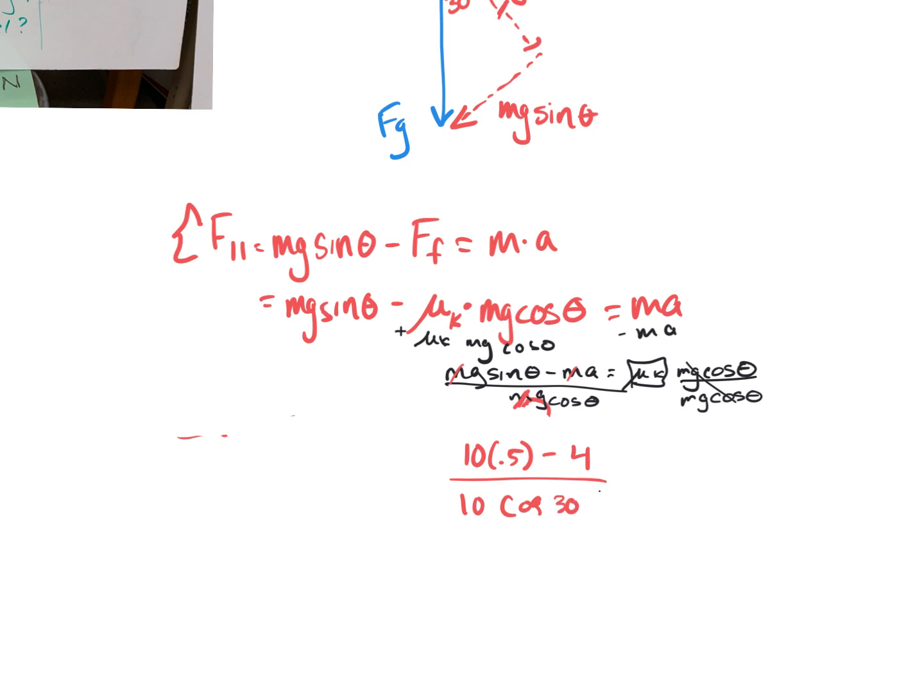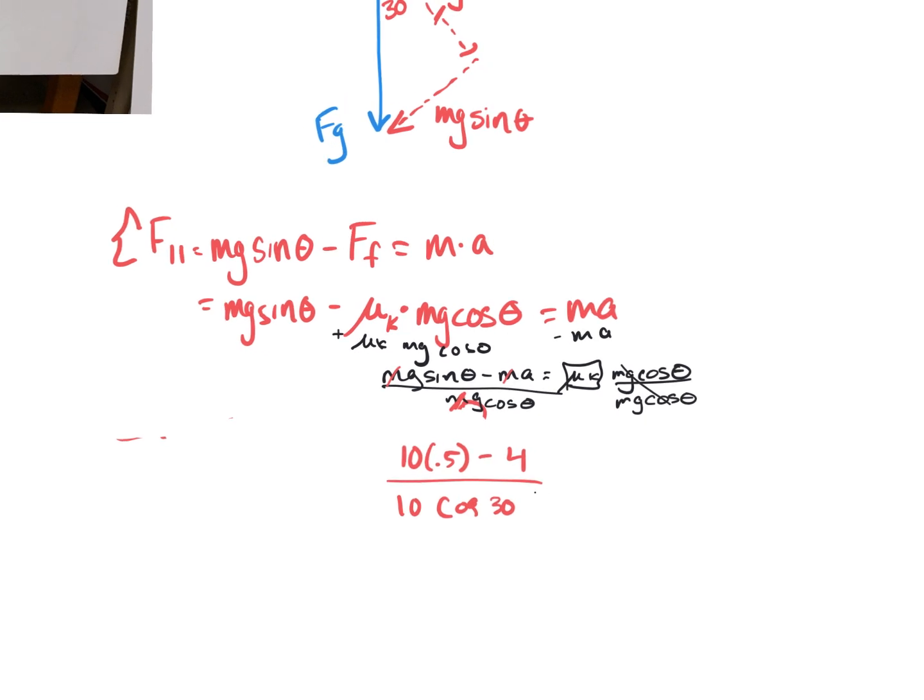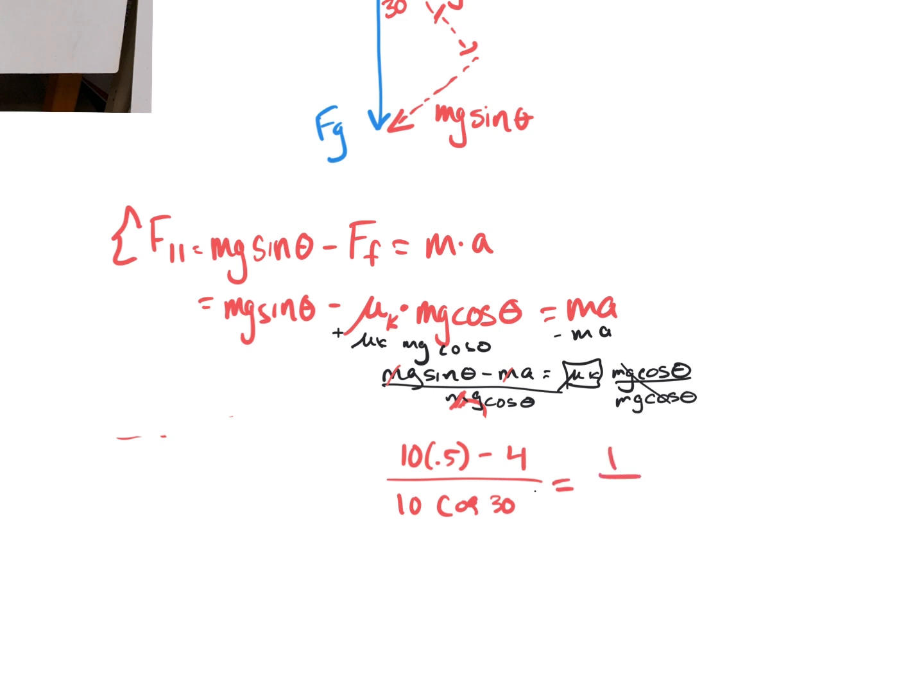So what that ends up equaling is 5 minus 4 is 1. And then 10 times the cosine of 30, that's like 8.6-ish. So final step then, divide those out. Coefficient is somewhere around 0.116. Remember, there's no units to a coefficient because it's a unitless ratio of friction to normal force. So that's as far as I can take that one and get the coefficient of sliding friction of those two surfaces.